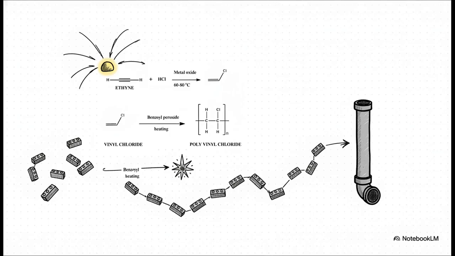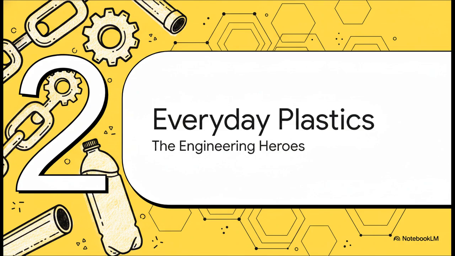In chemical notation, you'll often see a little n outside a bracket, and that just represents the hundreds or thousands of those repeating units. That chemical chain is exactly the tough, durable material making up the water pipes in your home. Moving right along to Section 2, plastics, the everyday heroes.